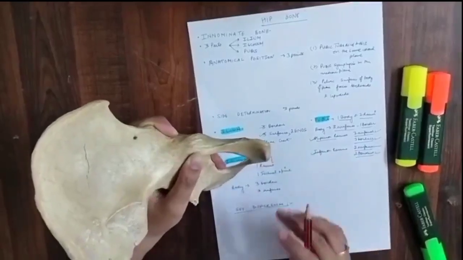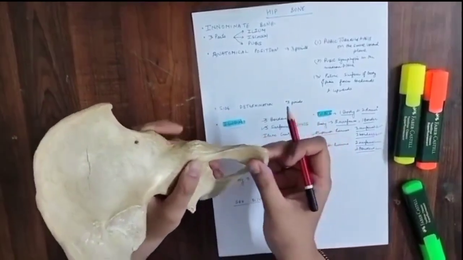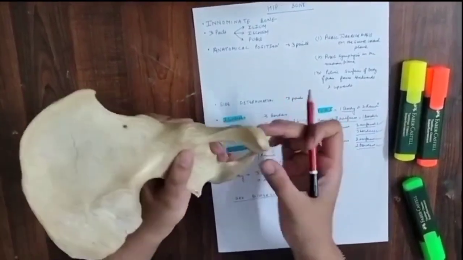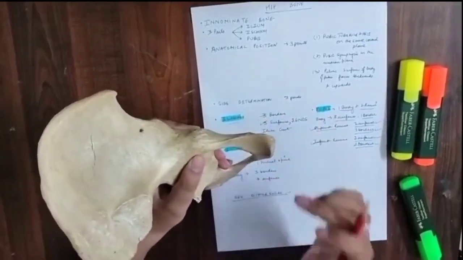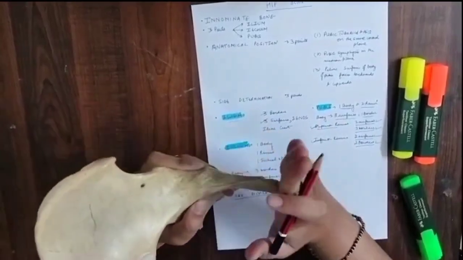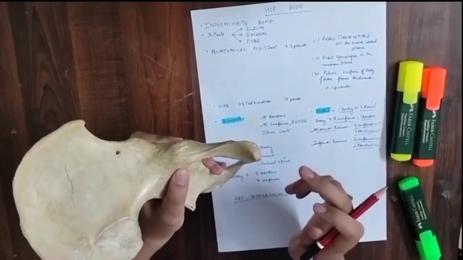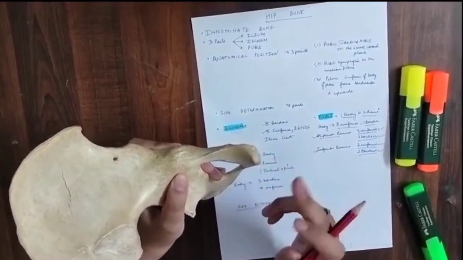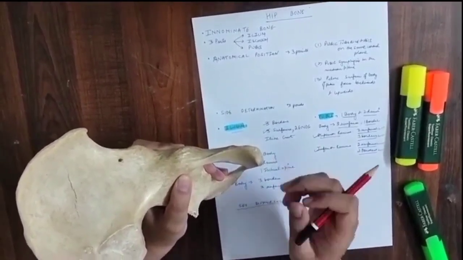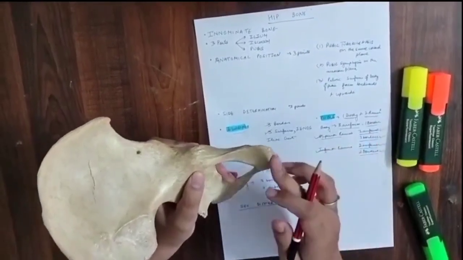Talking about the pubis bone, pubis bone has one body and two rami. This is the superior ramus of the pubis and this is the inferior ramus of the pubis. Talking about the body again, the body has three surfaces. This one is the symphysial surface of the pubis, also known as the medial surface. It is known as symphysial surface because it articulates with the pubis of the opposite side of the hip bone to form symphysial joint, pubic symphysis, which is a secondary cartilaginous joint.